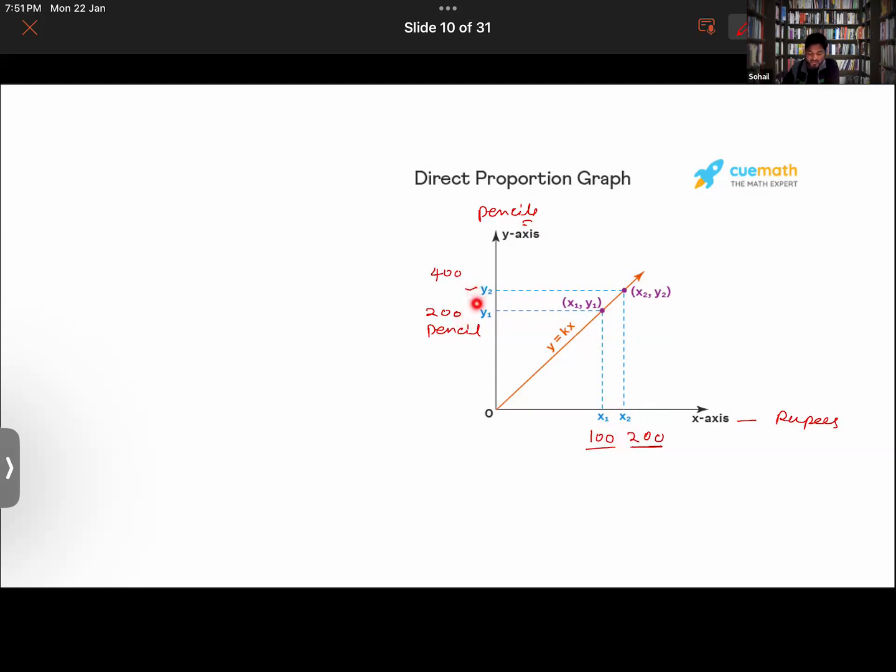This is a direct relation. And when you meet the coordinates, when you meet x1 and y1, this will be the point you will be getting. Everyone knows how to plot the graph.